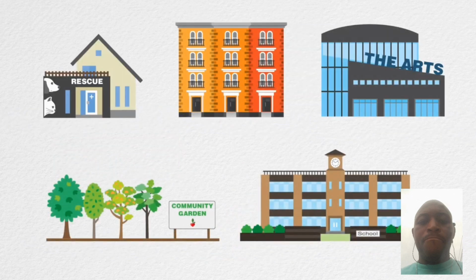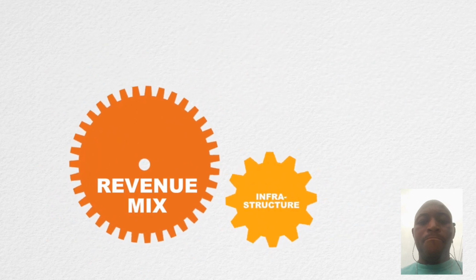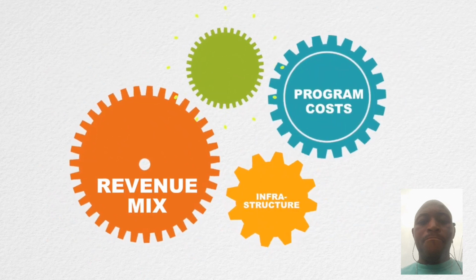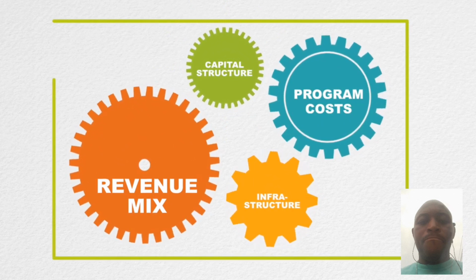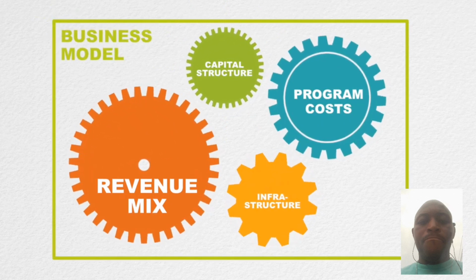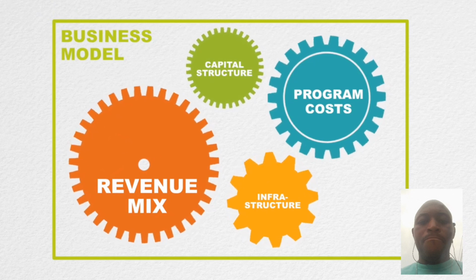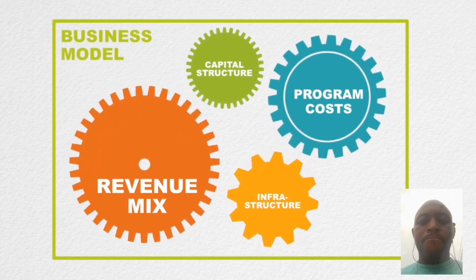In order to develop an effective and appropriate business model for your nonprofit organization, you first need to understand that the financial structure of nonprofits consists of 4 core components: revenue mix, infrastructure, program costs, and capital structure. Together, these define the business model. Second, you should know that business models at nonprofit organizations are rarely fixed and unchanging.